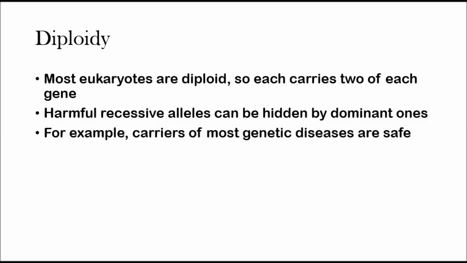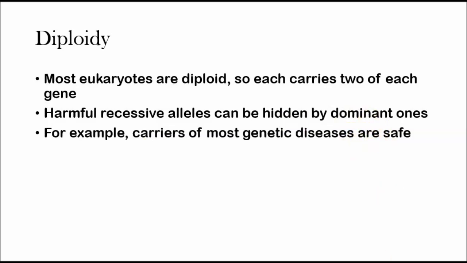Now, the reason why that's important is sometimes harmful recessive alleles, let's say there's two genes for something, sometimes these recessive alleles can be hidden by dominant ones. Now, if you have a background in genetics, you will probably understand this, but if you don't, there's usually two types of alleles: recessive alleles and dominant alleles. And the thing is, dominant alleles will always take the place of recessive alleles, and they will display that phenotype.